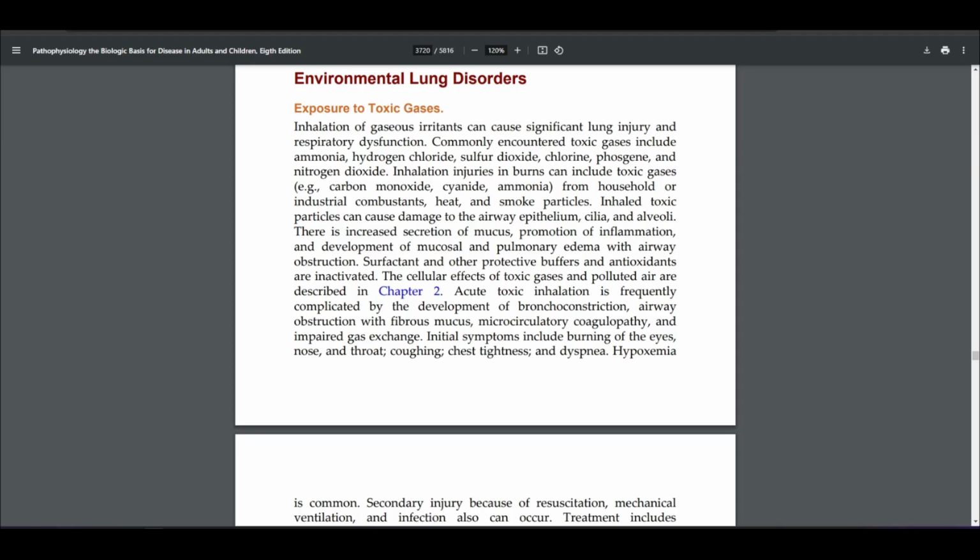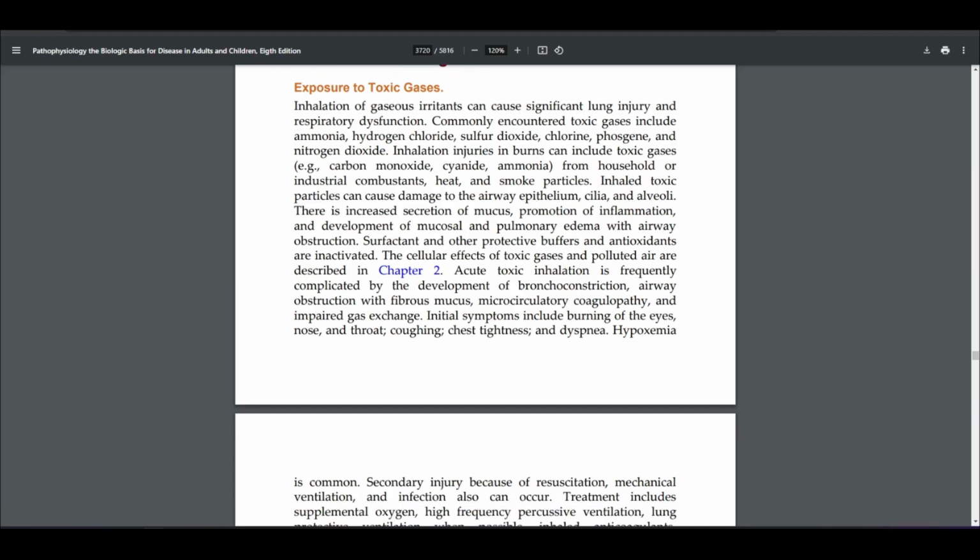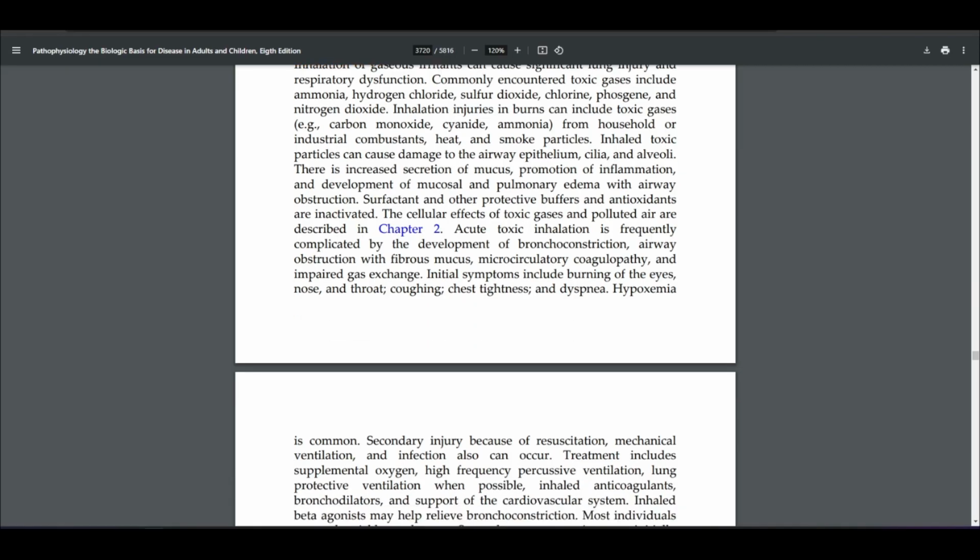Inhaled toxic particles can cause damage to the airway epithelium, cilia, and alveoli. There is an increased secretion of mucus, promotion of inflammation, and development of mucosal and pulmonary edema with airway obstruction. Surfactant and other protective buffers and antioxidants are inactivated. The cellular effects of toxic gases and polluted air are described in Chapter 2.